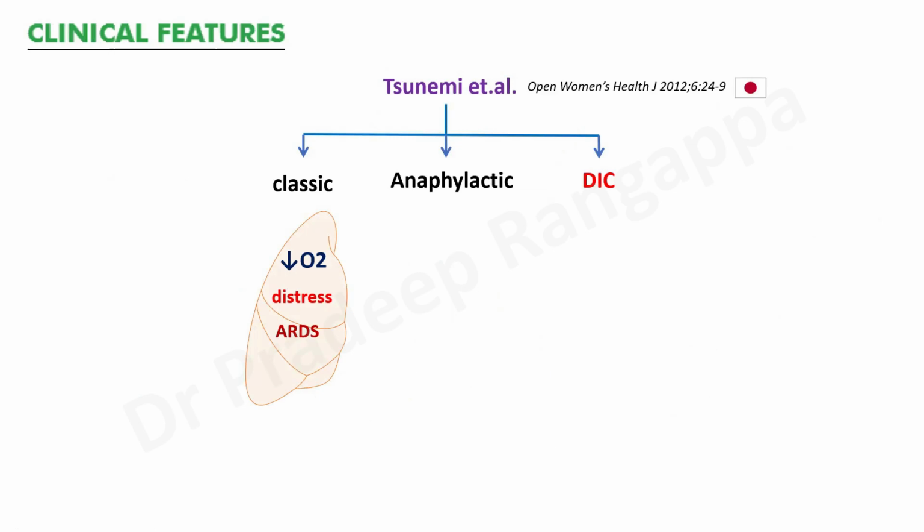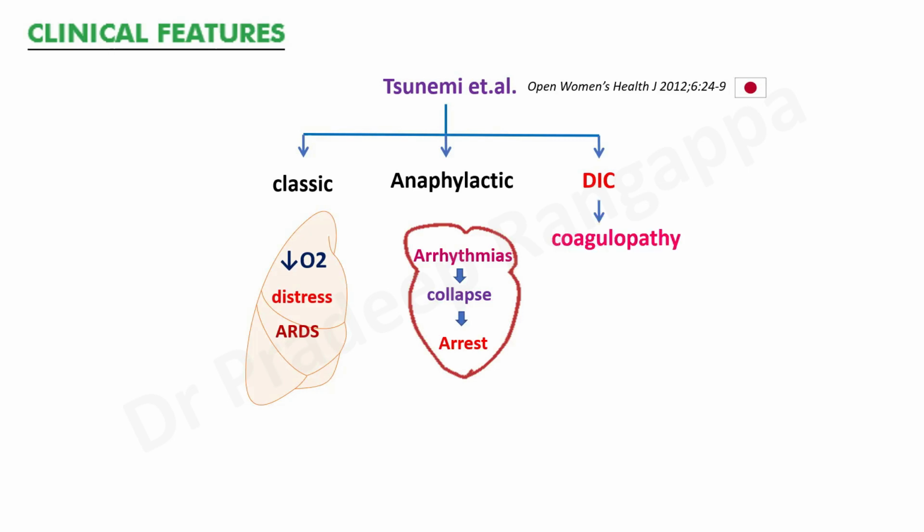The anaphylactic component would predominantly be seen as cardiovascular compromise, where they can have hypotension, arrhythmias, cardiac collapse and cardiac arrest. DIC typically leads to activation of the coagulation cascade, causing coagulopathy. These are the three variants described, but very often there is significant overlap between these three components, and it may not always be recognizable as one distinct variant.